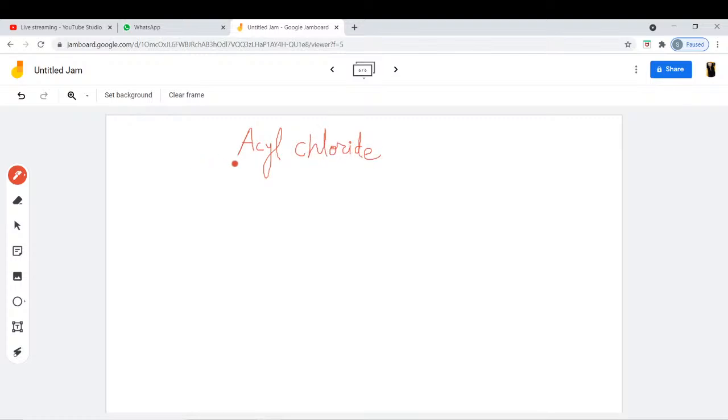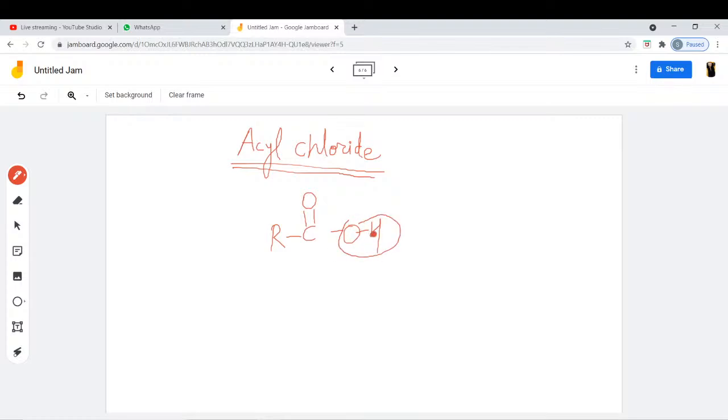Okay, acyl chloride. As discussed, acid anhydrides are derivatives of acids, of course, because they are made up from the acids. That's why we call them acid anhydrides. Similarly, take any carboxylic acid. Here the negative part is OH.